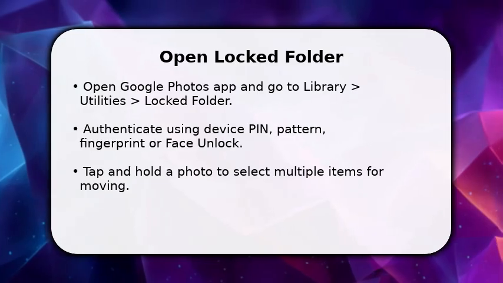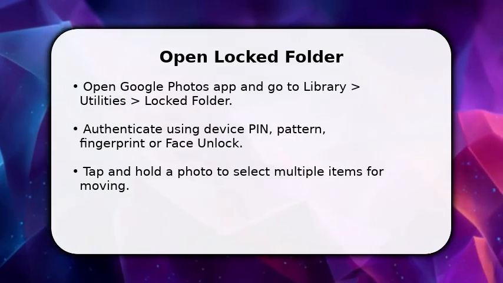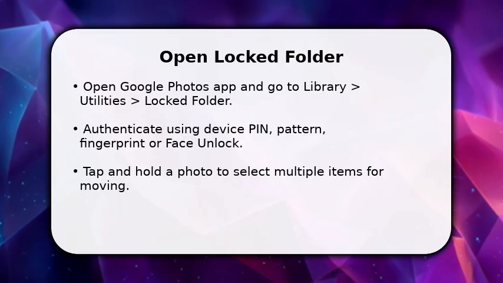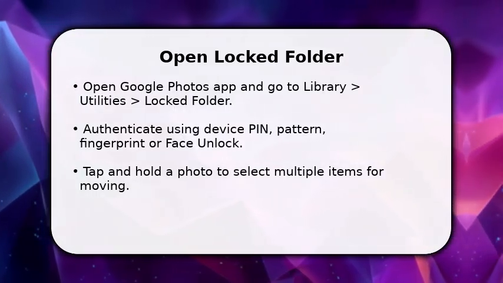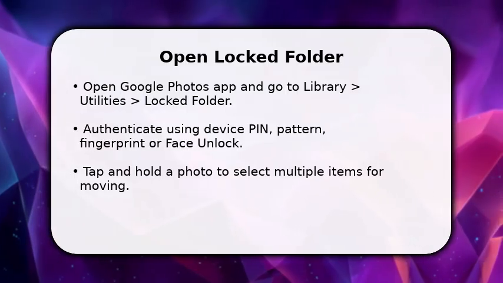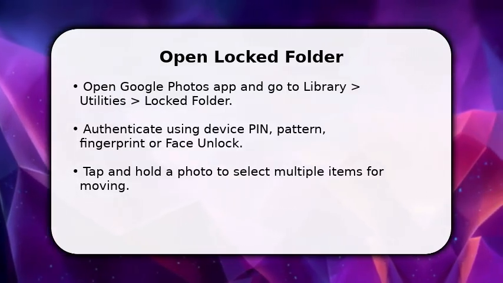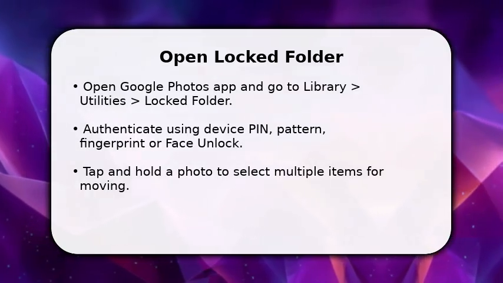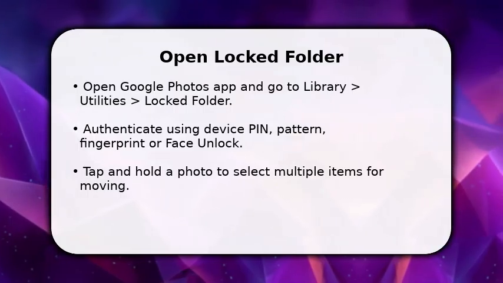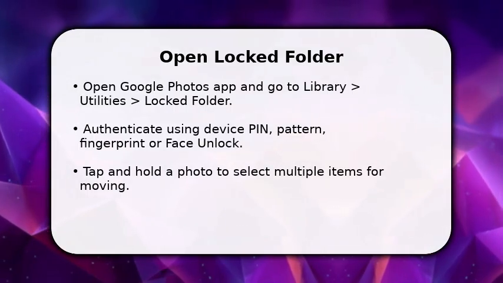Enjoy the video. You start by opening Google Photos and navigating to Library, then Utilities and Locked Folder. Authenticate with your device PIN, fingerprint, or face unlock so you can access hidden items. Once inside, press and hold one photo to enter selection mode. Make sure you pick every file you want restored now because locked folder items do not back up automatically.